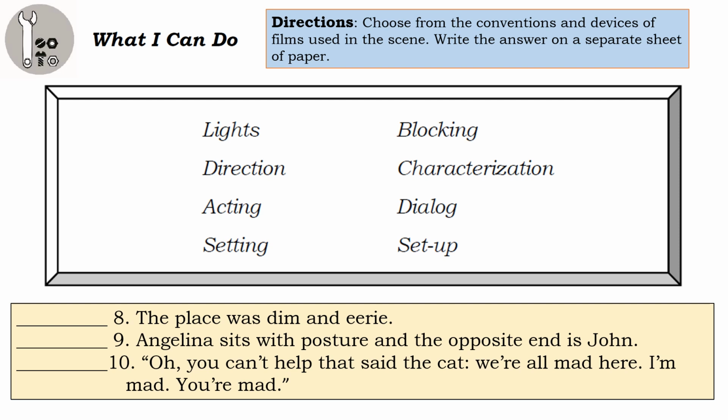Number 9. Angelina sits with posture and the opposite end is John. And number 10. Oh, you can't help that, said the cat. We're all mad here. I'm mad. You're mad. Answer.